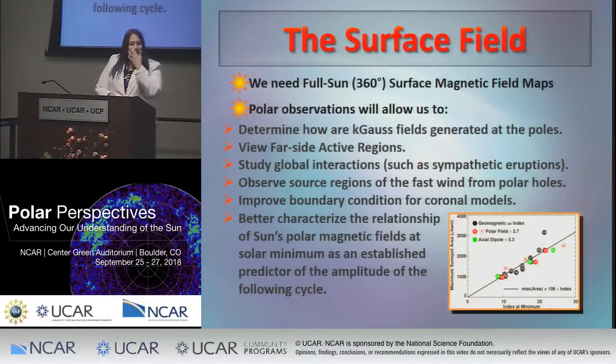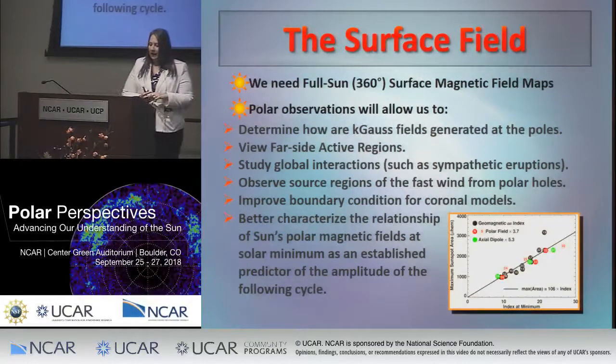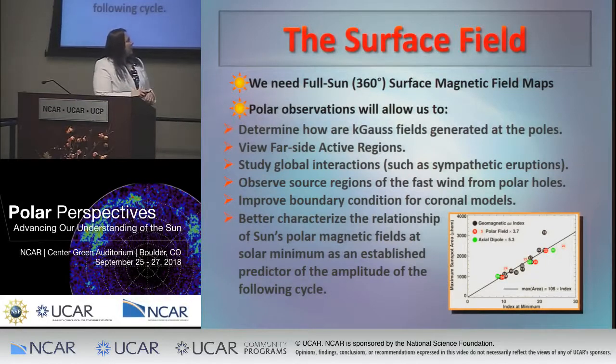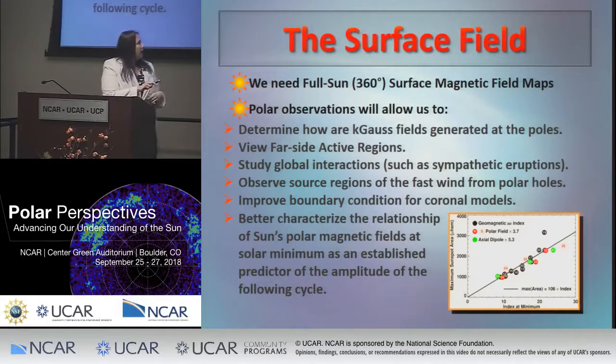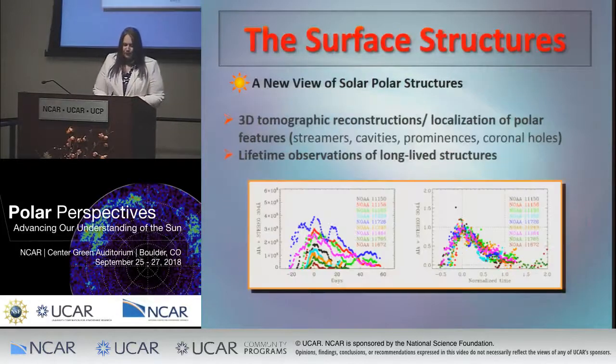Additionally, it would be nice if we can better characterize the relationship between the sun's polar magnetic fields and the solar minimum. This has been established as a predictor of the amplitude of the following cycle. We see a lot of variability across the hemispheres, so maybe if we have a much cleaner picture of the sun's global polar fields, we'll be able to reconcile why the different hemispheres have a slightly different property here. I think that's going to be really interesting.